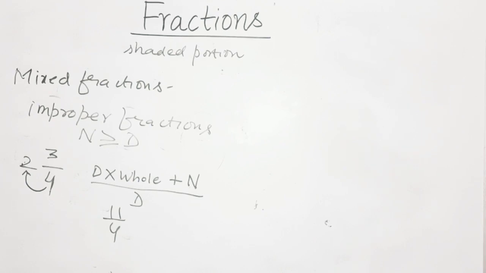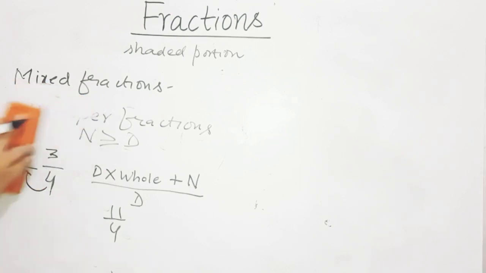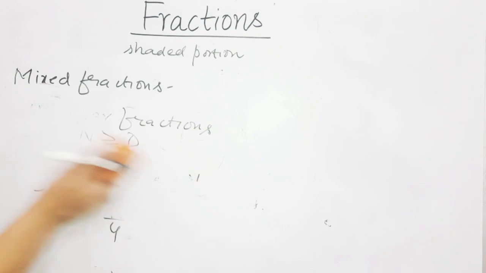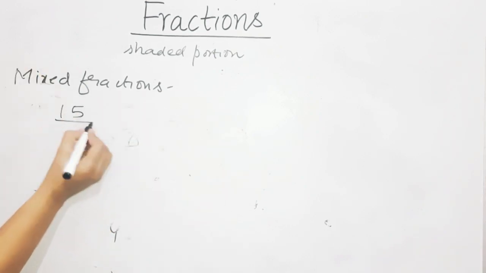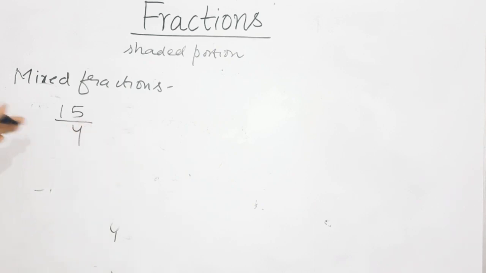Now what am I going to do? I am going to reverse the process. Now I will explain the conversion of an improper fraction into a mixed fraction. How do we convert improper fractions into mixed fractions? For example, an improper fraction is written like this, 15 upon 4. How do we convert it into a mixed fraction? What do you have to do?